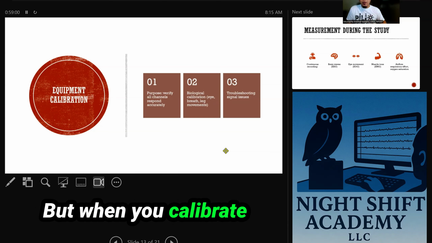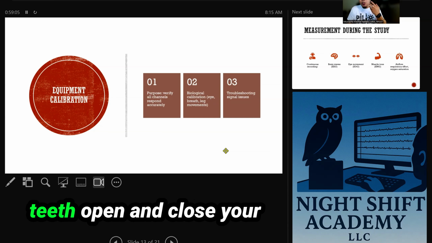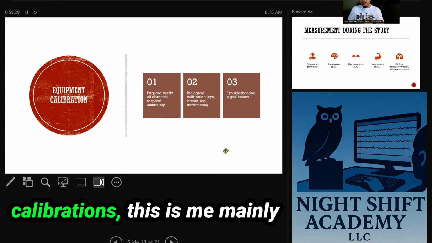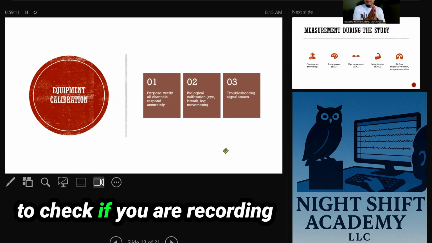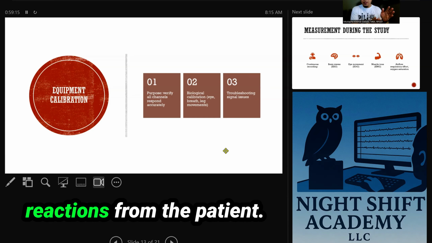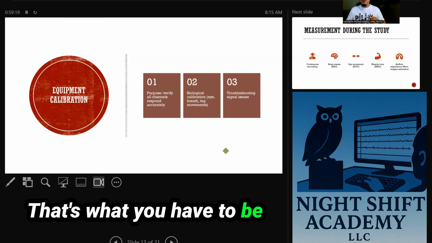But when you calibrate the patients, when you do patient calibration, you ask them to grind their teeth, open and close their eyes, hold their breath. When you do patient calibrations, this is mainly to check if you are recording and you are seeing these reactions from the patient clearly on the sleep system. That's what you have to be watchful of.